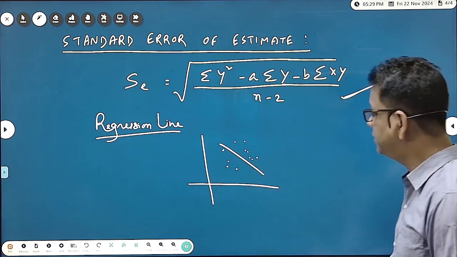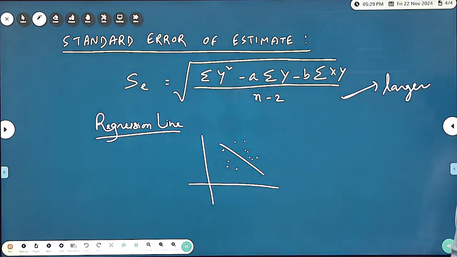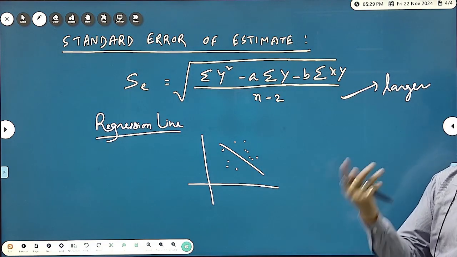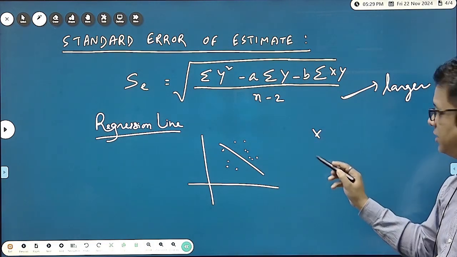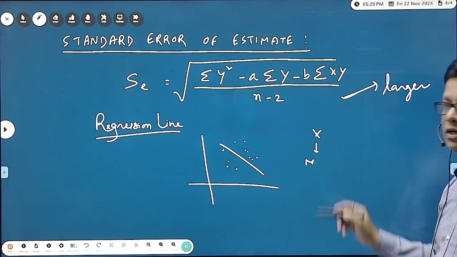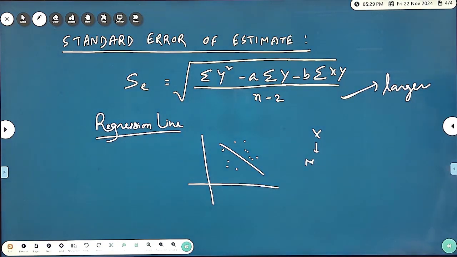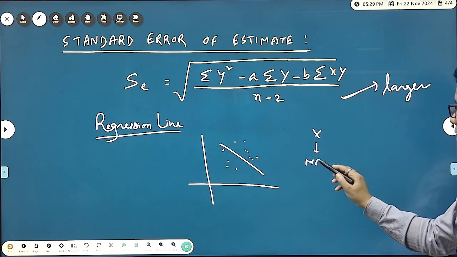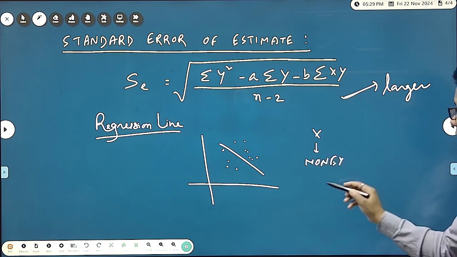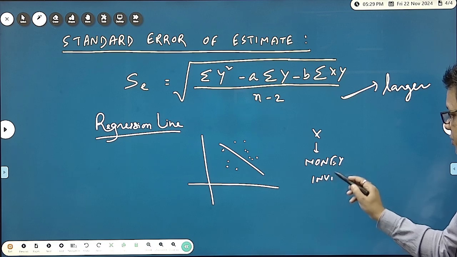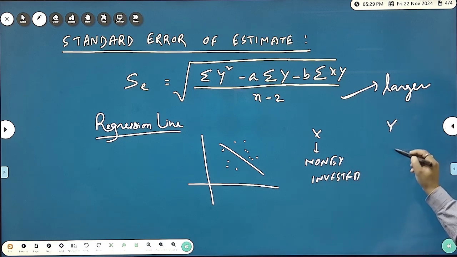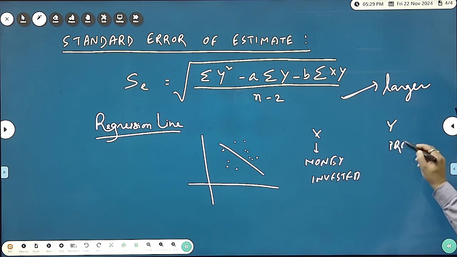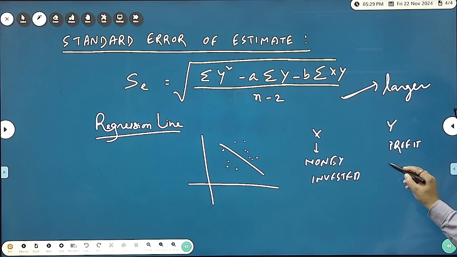Scattering of points means, I give some example. More money invested, more profit earned. So X will be suppose money invested. The last day I gave an example of advertisements and all. More money invested in suppose advertisements. Okay, money invested. So this is suppose money invested X1. Y is suppose profit earned. How much profit is earned after investing the money, right?